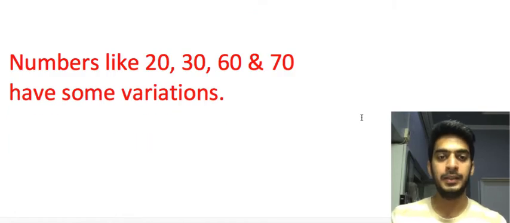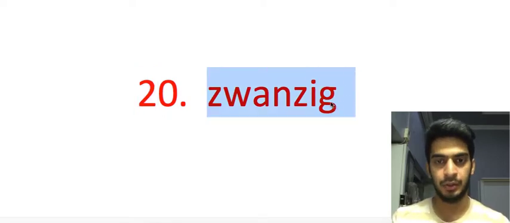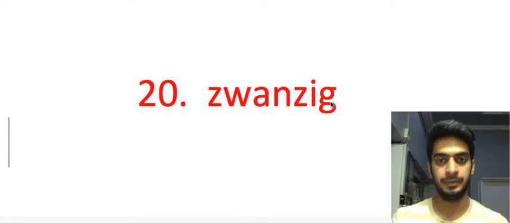Numbers like 20, 30, 60 and 70 have some variations. Like we have number 20 here. We all know number 2 is known as zwei, but we call it zwanzig. We have a completely different word here, zwanzig.